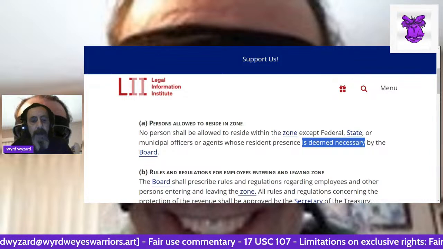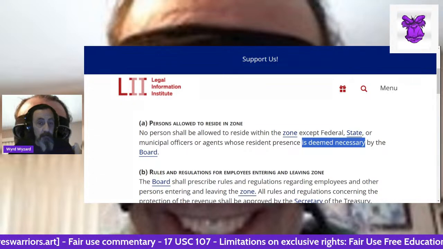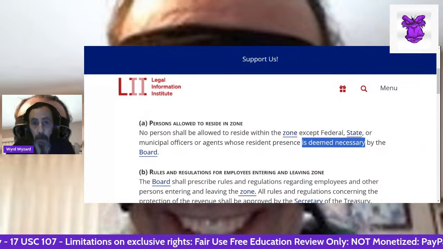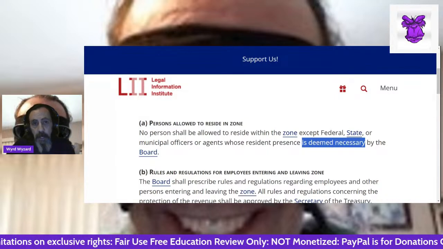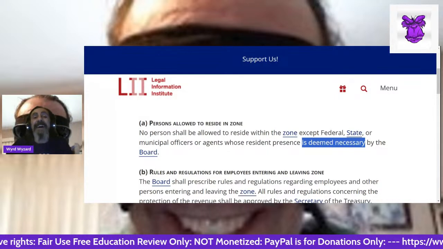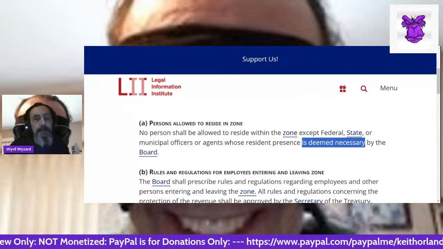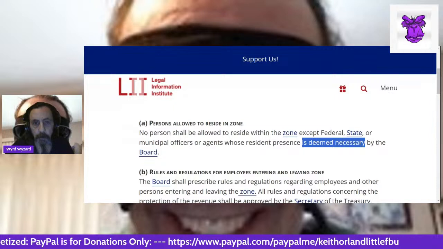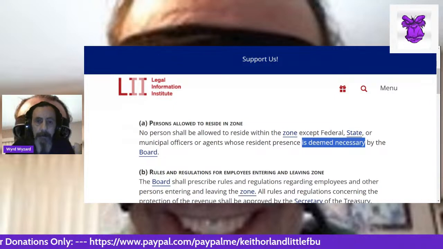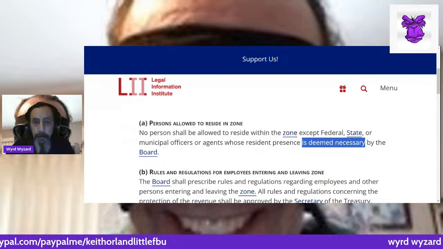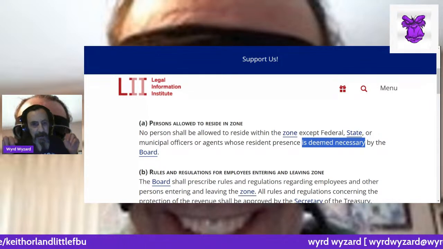So, now that we know you can't be a resident according to the federal code, unless you're a federal, state, or municipal officer or agent who was deemed necessary by the board, of course, that means you had to have first taken upon what? An oath of office to perform the functions of public office, the very definition of trade or business in a foreign trade zone.